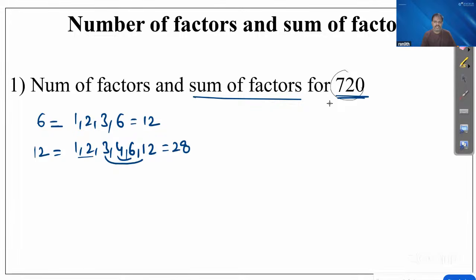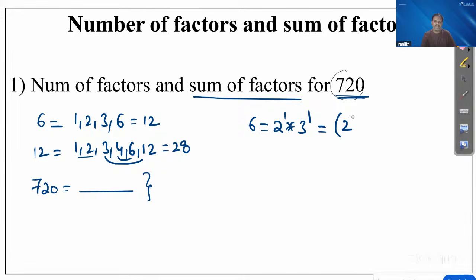Next we need to find out 720. So we need to find the factors of 720, then add all the values. It will be complicated. To avoid this, what is the other method? 6 can be written as 2 power 1 into 3 power 1. Again, we are writing the prime factorization, 2 power 1 into 3 power 1.